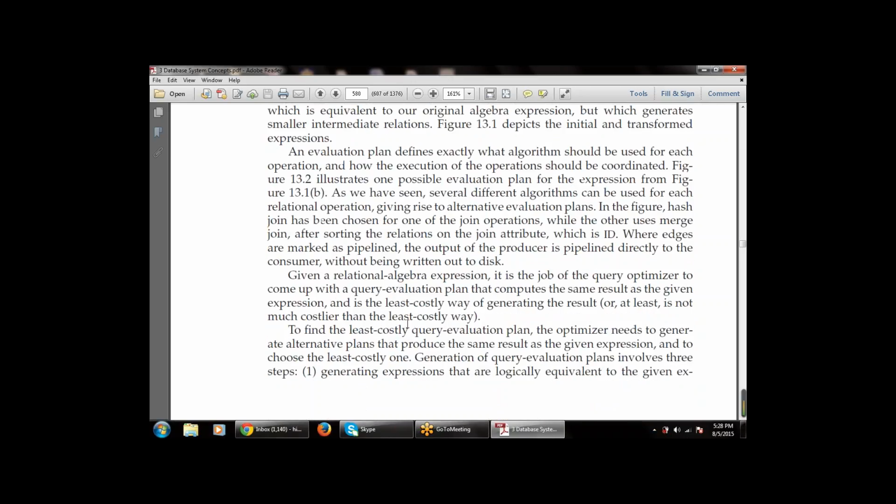To find the least cost query evaluation plan, the optimizer needs to generate alternative plans that produce the same result as the given expression, and to choose the least costly one. That is, the least cost method will be used, or the least cost query optimization will be used.